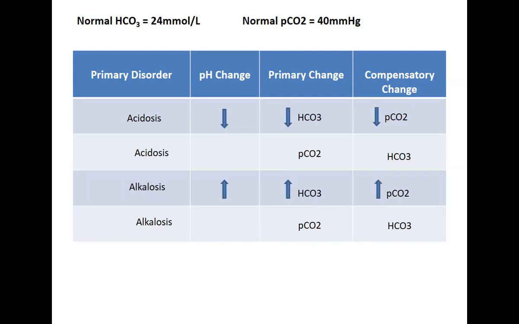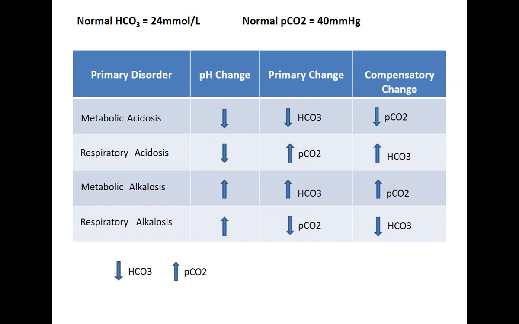So if all of your arrows are going in the same direction, that's a metabolic process. If your PCO2 and bicarb are changing in opposite directions, then your pH, that's a respiratory process. And if your bicarb and PCO2 are changing in different directions, then you know that's a mixed acid-base disorder.